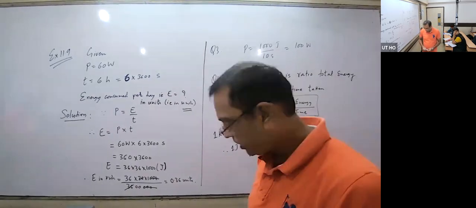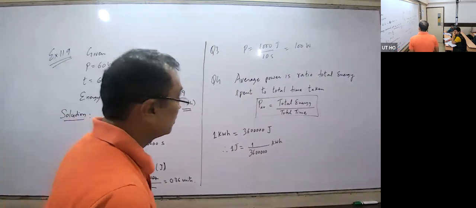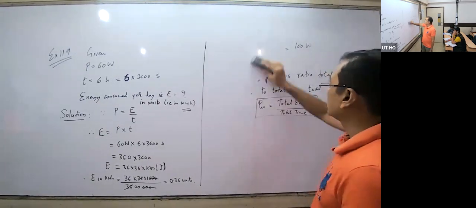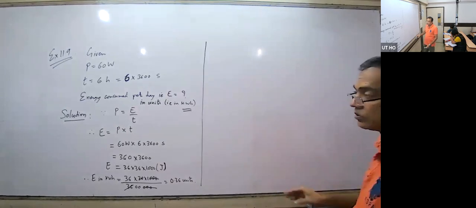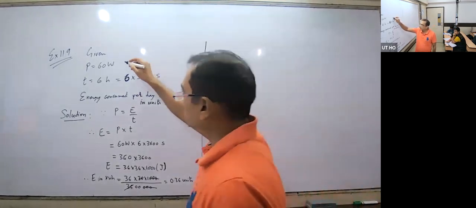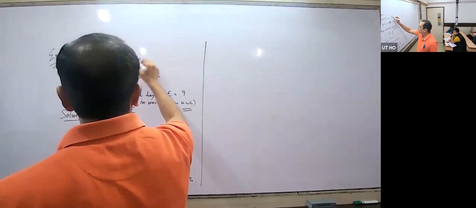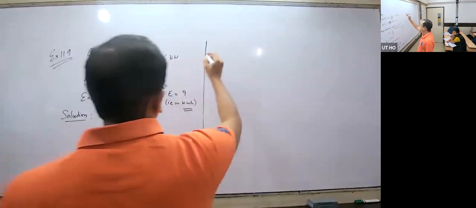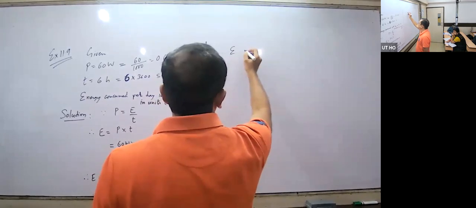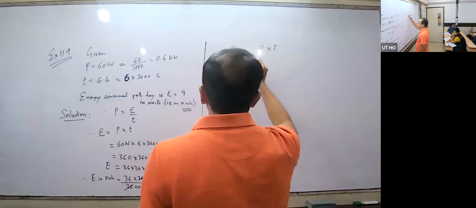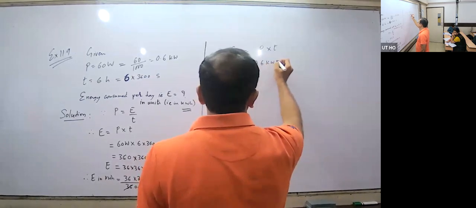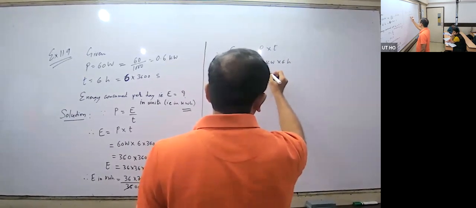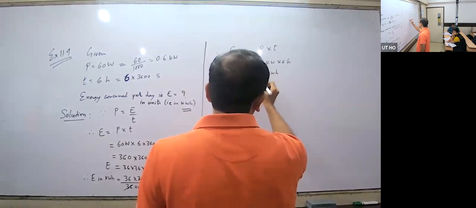Should I do the same sum again? This became a little complicated, but you should know this. I'll do this alternately. So what is the given data? You just convert this into kilowatt hour. So this will be 60 divided by 1000, 0.06 kilowatt. Time is 6 hours. Therefore, energy is equal to P into T. So this is 0.06 kilowatt into 6 hours. So 0.36 kWh. This is simple.